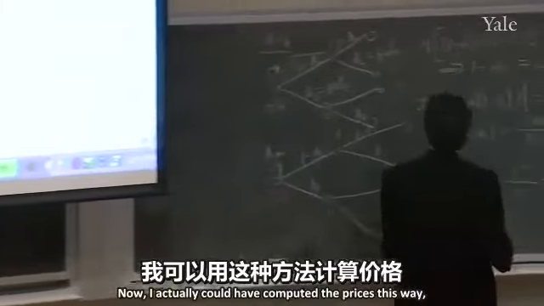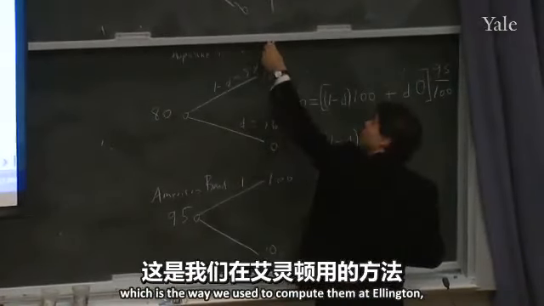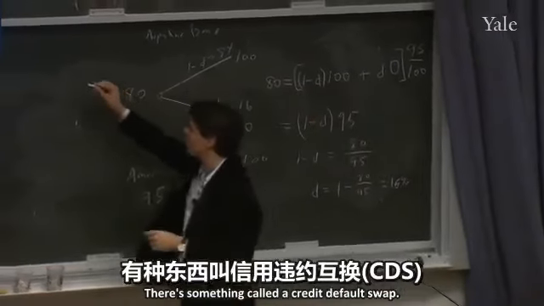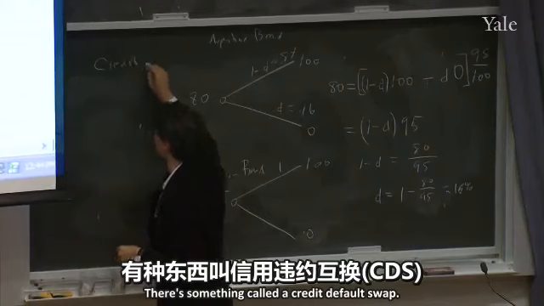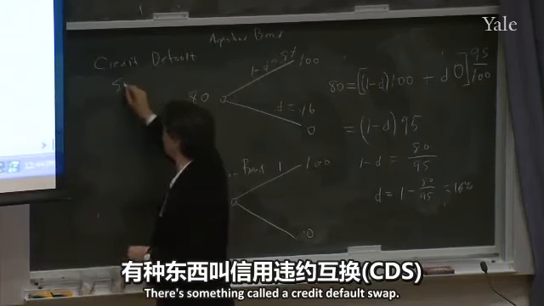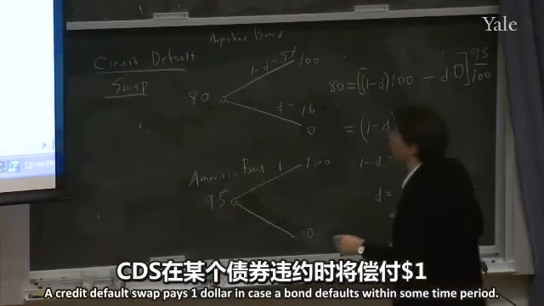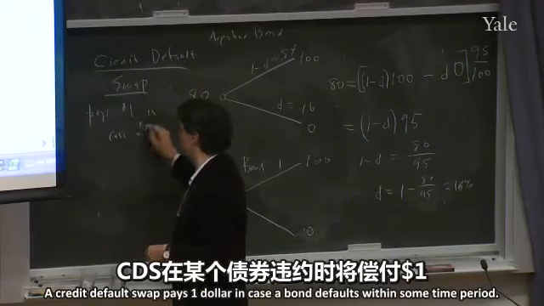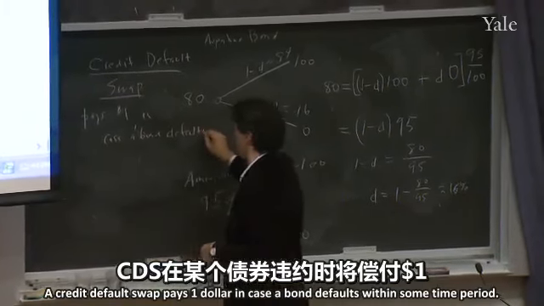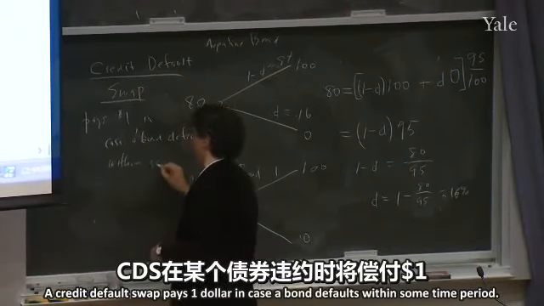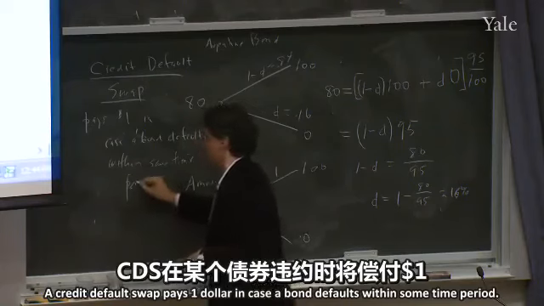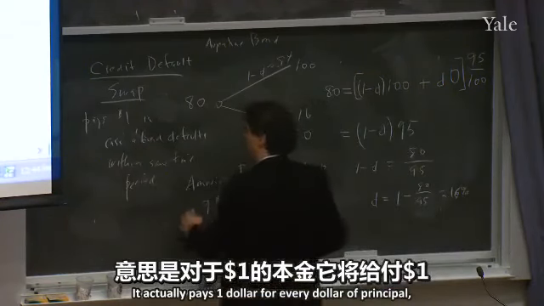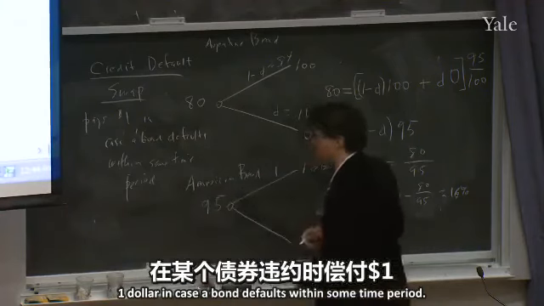Now, I actually could have computed the prices this way, which is the way we used to compute them at Ellington, but there's a more direct way of computing them. There's something called a credit default swap. Okay, and a credit default swap pays $1 in case a bond defaults within some time period. Okay, it actually pays $1 for every dollar of principal.